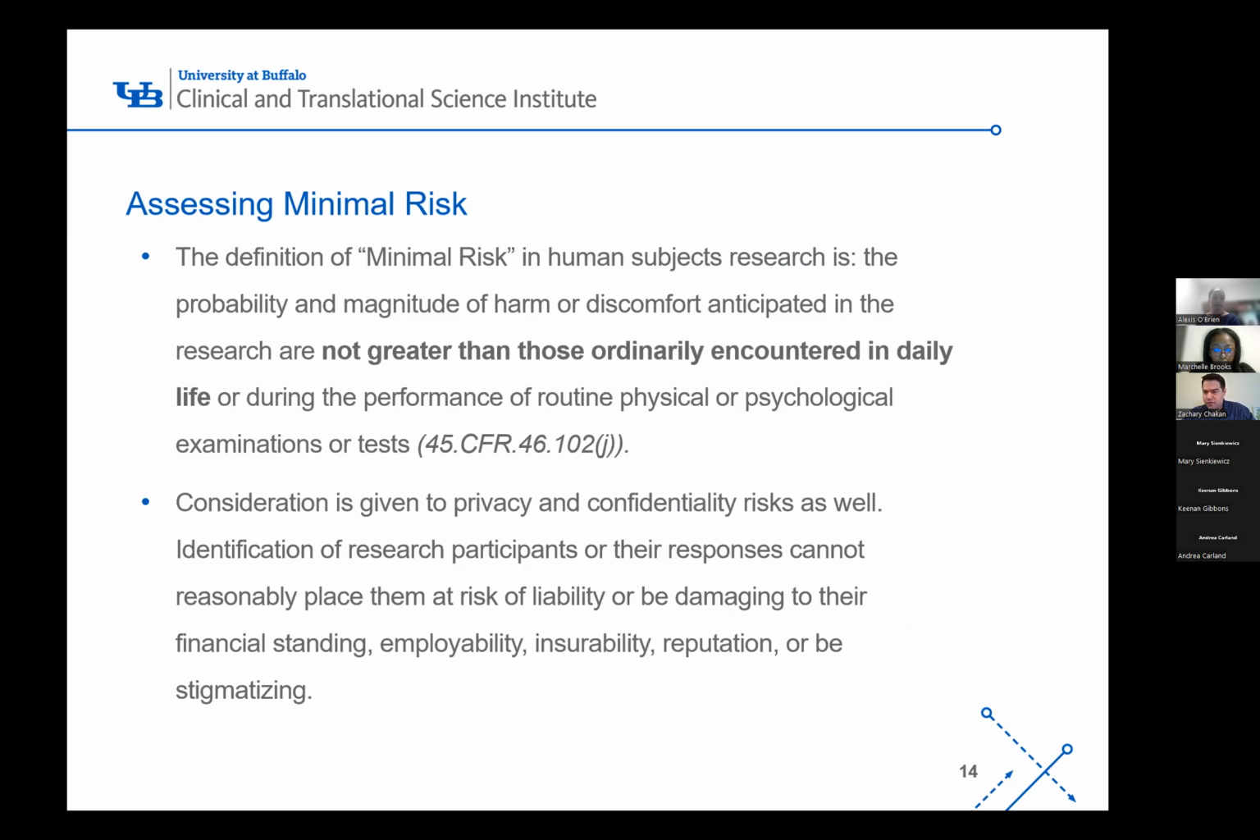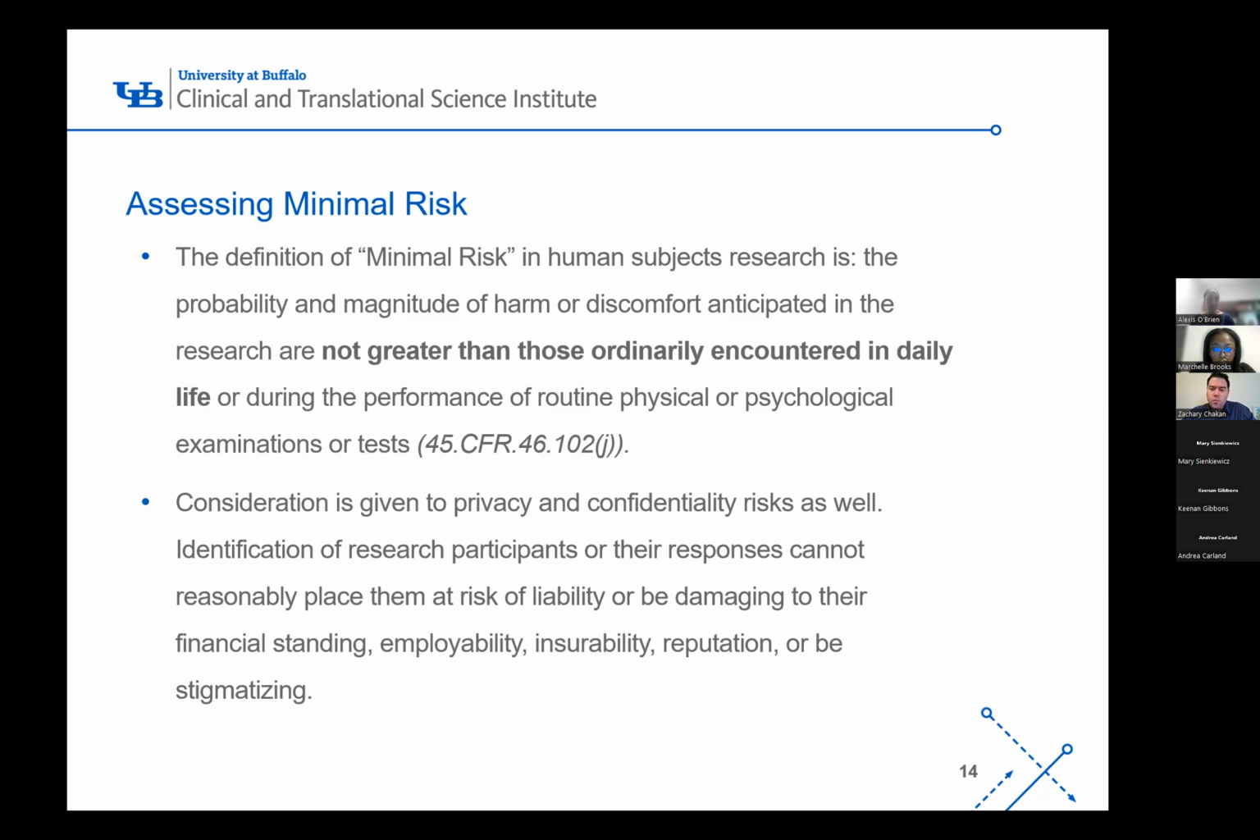There's still room for gray area in there, but sometimes people will think, well, yeah, this is a common surgery or a common type of therapy that happens, but that doesn't necessarily mean that it's no greater than minimal risk. So we have to assess that based off of what is an ordinary potential occurrence that could happen for somebody in their daily life.